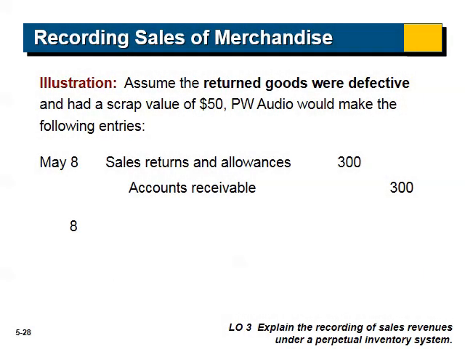Assume the goods were defective, it's a little bit different. The first entry looks the same, but if the goods were defective and had a scrap value, in other words, they're not completely worthless, they're worth something but not the original $140, then you make the same first entry, but the second entry you would record at the lower value.